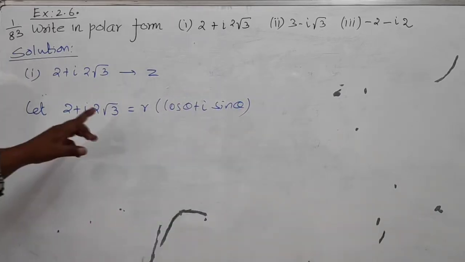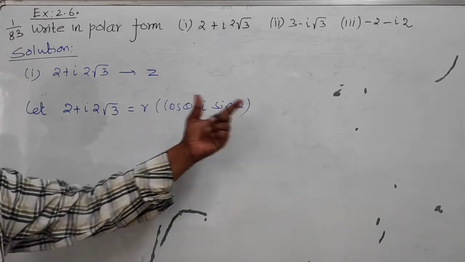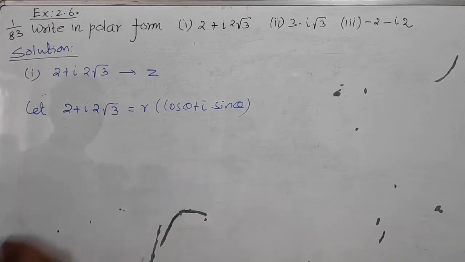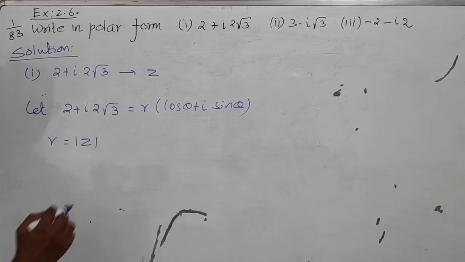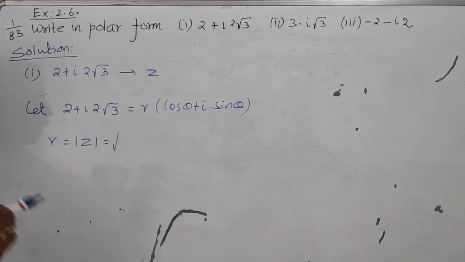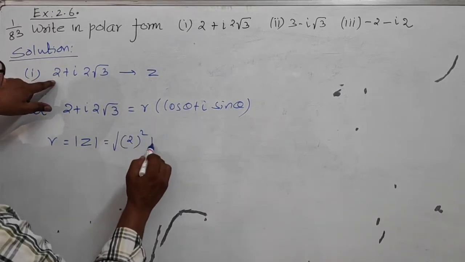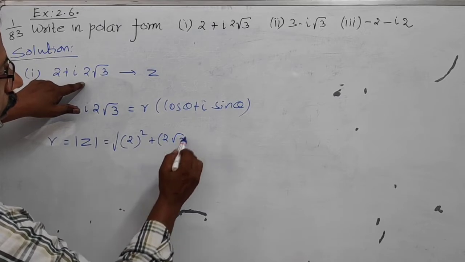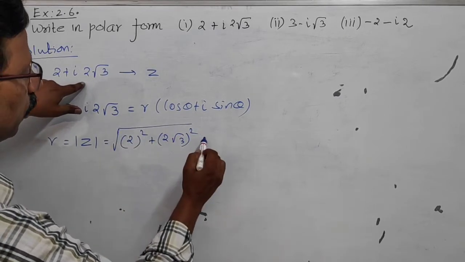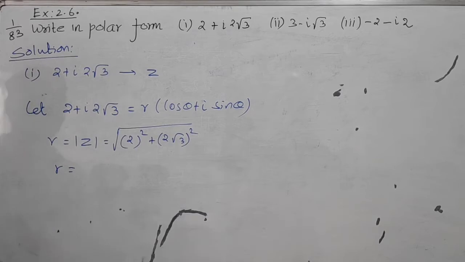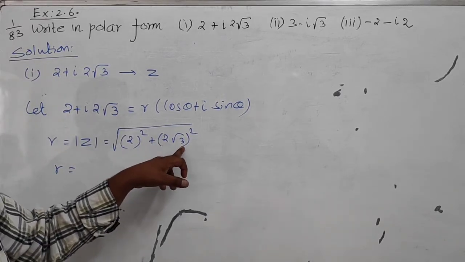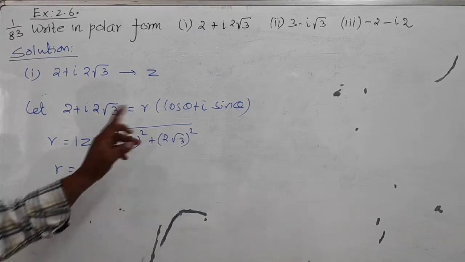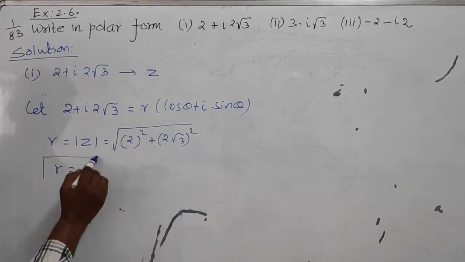Now I want to convert this into polar form. Here two things we need to find: one is r, the other is the argument theta. We know that r is nothing but the modulus of z, which is the square root of real part square plus imaginary part square. That is 2 square plus 2 root 3 the whole square. 2 square is 4, root 3 square is 3, 4 threes are 12, plus 4 is 16. Root 16 is 4. Therefore r is equal to 4.